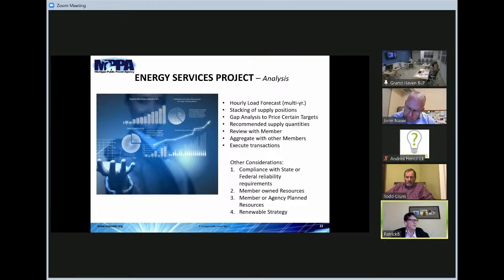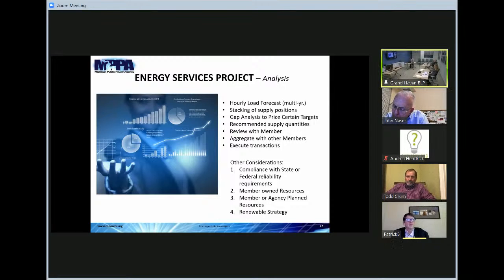And then we sit down with the executive staff of the member and make our recommendations and then execute on those transactions. In addition to that analysis, we have to consider compliance with state and federal liability requirements, agency retirements of its own resources, renewable strategies. So there's a lot of activity that goes into this. I know resource adequacy is a big issue in our state right now with the retirement of a lot of the baseload resources. So we're spending a lot of time on those types of issues, maybe more than we have in the past.